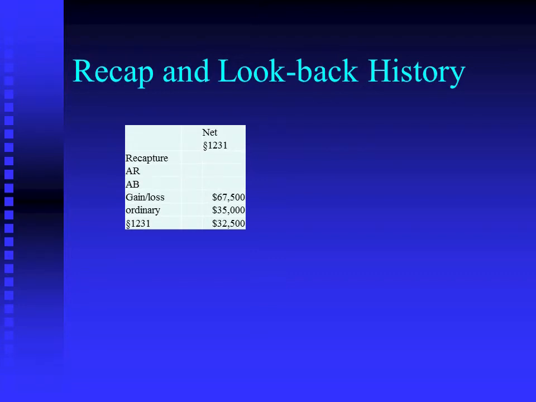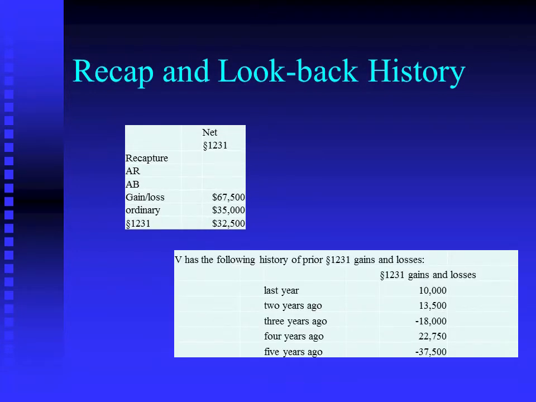So when we are ready to apply the look back rule to determine how much of the 1231 net gain is ordinary versus long-term capital gain, we're only looking at the 32,500. And so here is our history, right? Sometimes I will put last year first, sometimes I'll put the 5th year first. Make sure you know that, don't go by the order in which I put them. Actually look at the words attached, right?